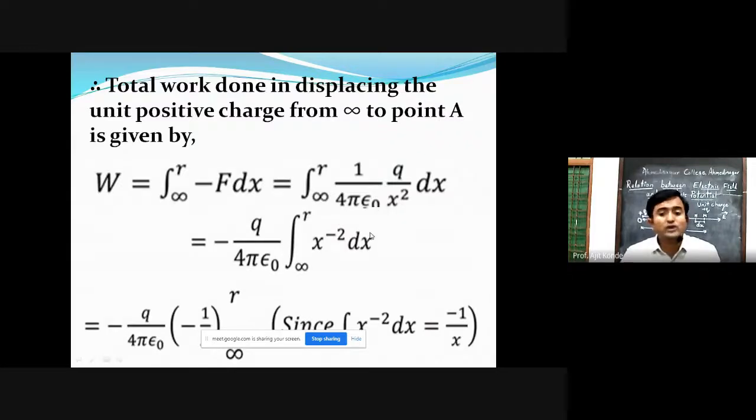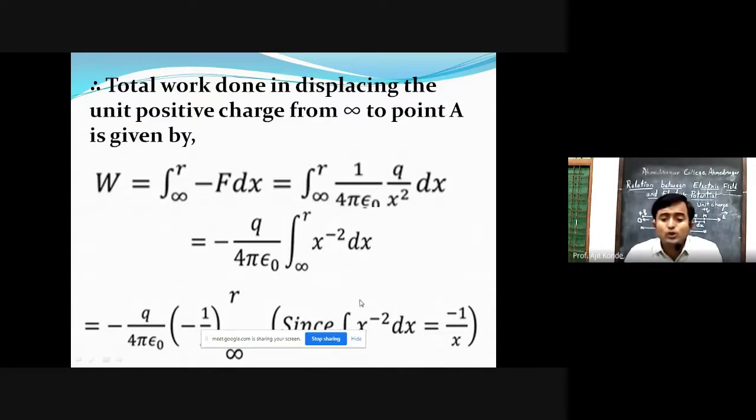Now we know that we always write constants outside the integration. All the constant terms will come outwards. And what are the constant terms? Q, the magnitude of the charge, will remain constant. 4 pi is constant, and permittivity of free space is also constant. All these terms will come outwards. Now we have the integration from infinity to r of x raised to minus 2 dx. 1 upon x square can also be written as x raised to minus 2.